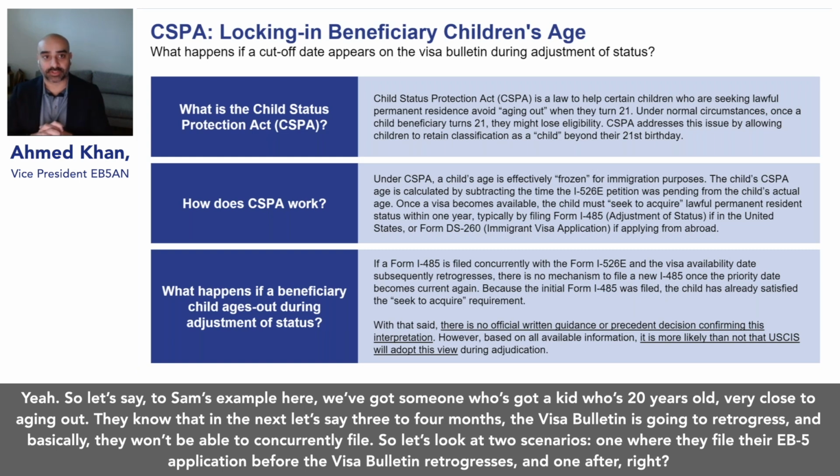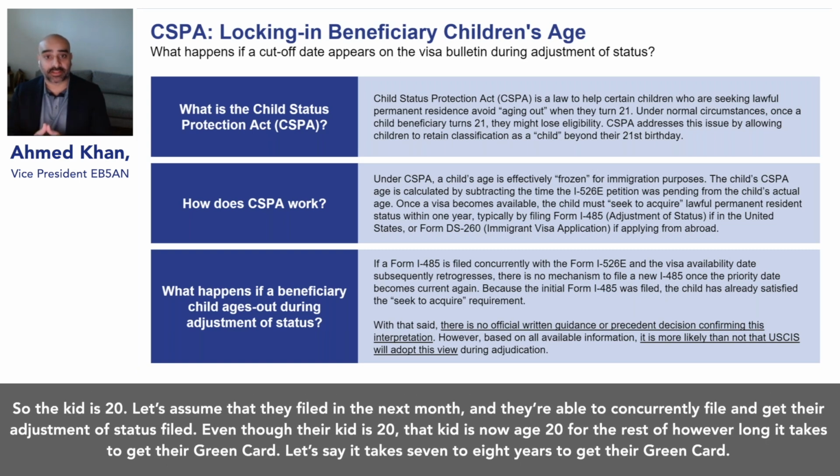Yeah. So to Sam's example here, we've got someone with a kid who's 20 years old, very close to aging out, right? They know that in the next, let's say, 3 to 4 months, the visa bulletin is going to retrogress, and they won't be able to file concurrently. So let's look at two scenarios: one where they file their EB-5 application before the visa bulletin retrogresses, and one after. So the kid is 20, they file, let's assume in the next month, and they're able to file concurrently and get their adjustment of status filed.